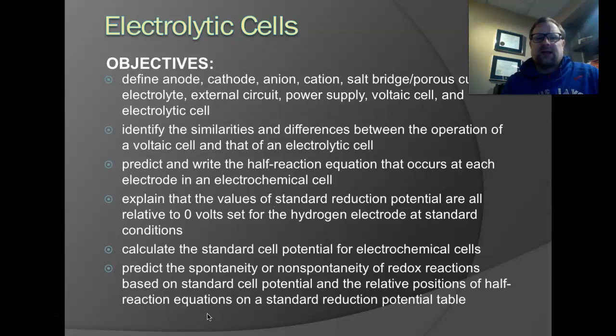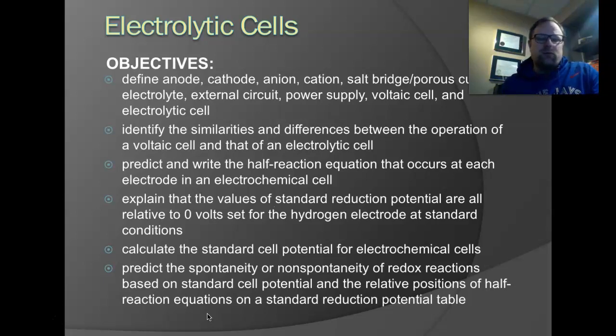Before I get into this, I just want to refresh your memory on a couple of things that I think are important for you to have in the front of your mind. Remember, through this whole unit, we've been talking about LEO goes GER. So loss of electrons is oxidation, gain of electrons is reduction. I've always said to you, not only do you need to memorize that mnemonic, but you also need to understand what it means. What's the meaning behind it? What does it mean to be oxidized? What does it mean to be reduced?